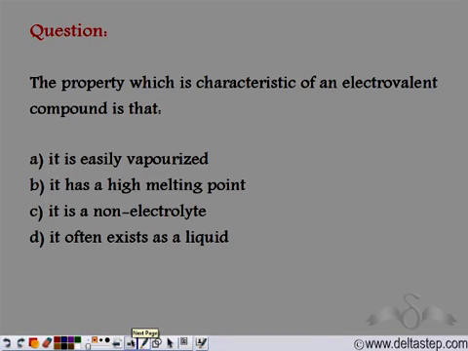The property which is characteristic of an electrovalent compound is that it is easily vaporized, it has a high melting point, it is a non-electrolyte, or it often exists as a liquid. We know that electrovalent compounds have electrostatic forces of attraction. These forces of attraction are very strong, and this is the reason why they have a high melting point. Since it's not easy to break the ionic bond, the electrovalent compounds have a high melting point. So these are some of the characteristics of ionic and covalent compounds.